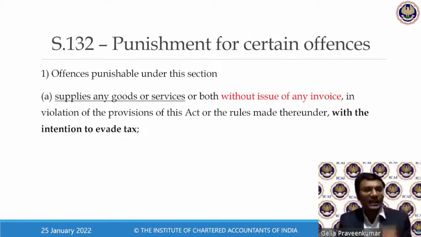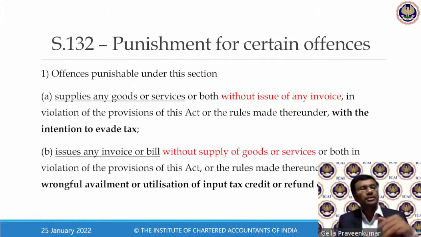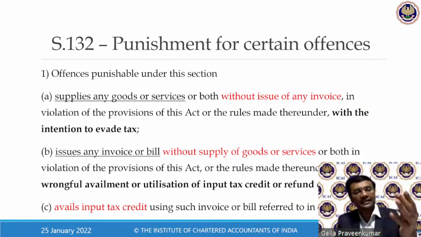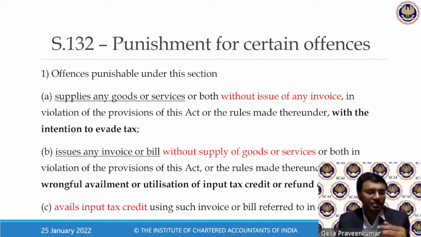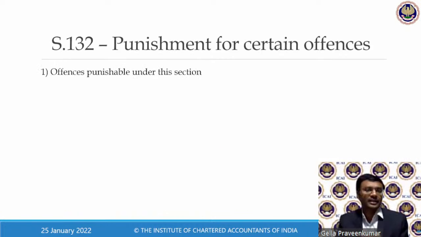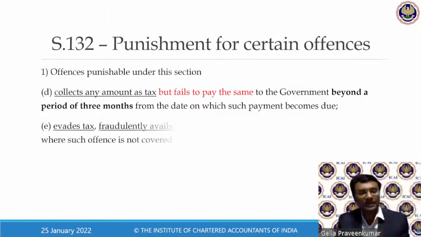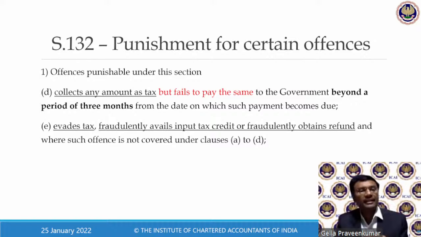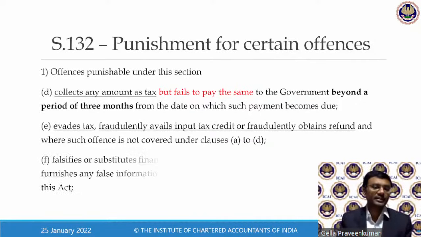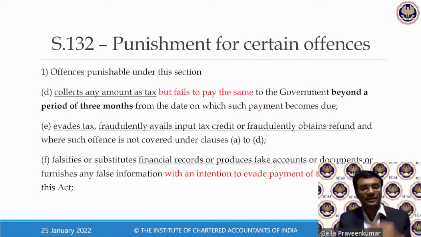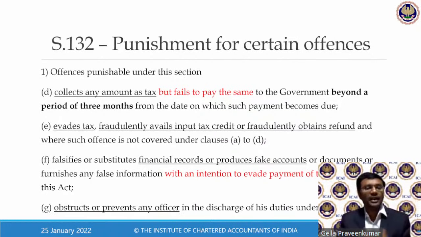Offences which are punishable under this section. Point A: supplies the goods without a bill, or issues a bill when actual supply doesn't happen, like the example we have discussed. Avails the ITC without reference to the supply, where there was no actual supply of goods and services. Collects the amount, but fails to pay to the government beyond a period of 3 months. Evades tax fraudulently or avails input tax credit fraudulently. Falsifies the financial records with an intent not to pay the tax. Obstructs or prevents an officer.